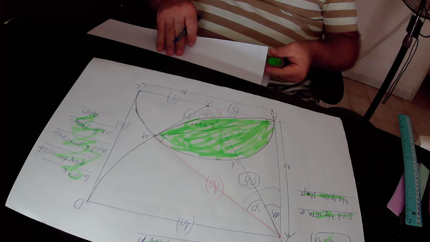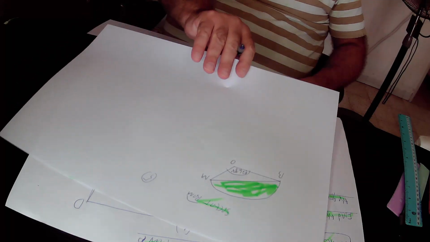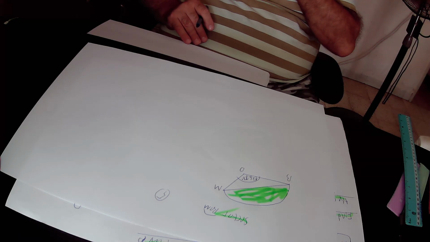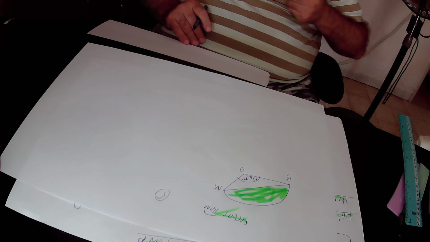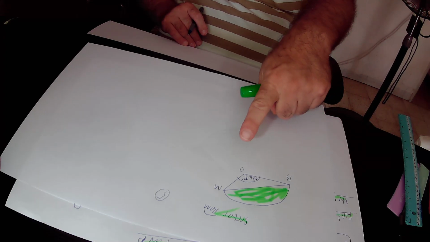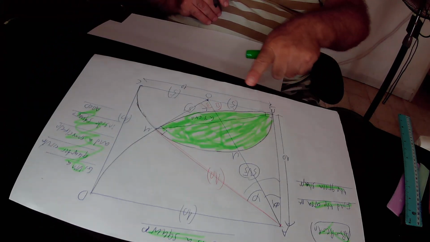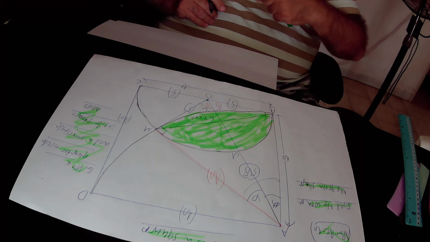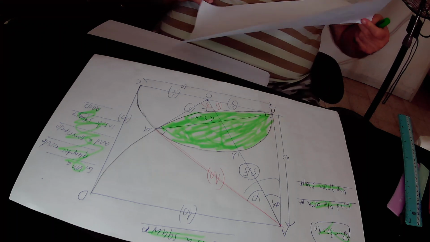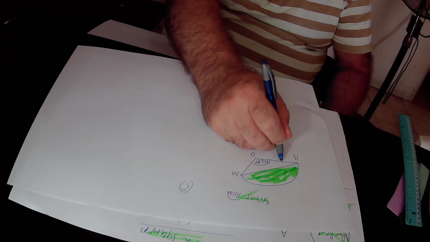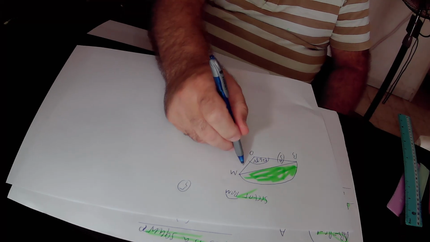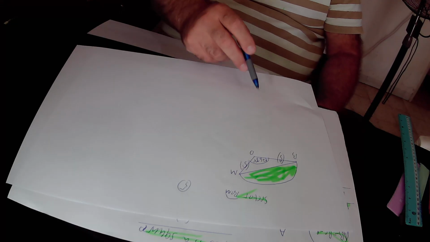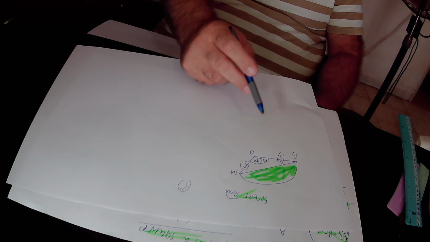So actually, this is sector BOM according to the original drawing, and the length of OB equals OM equals 5. Here, OB equals OM equals 5, the radius of the semicircle. So OB equals 5, OM also equals 5, and the angle between the two radii, that is to say the angle between the legs of the sector, is 126.87 degrees in size.